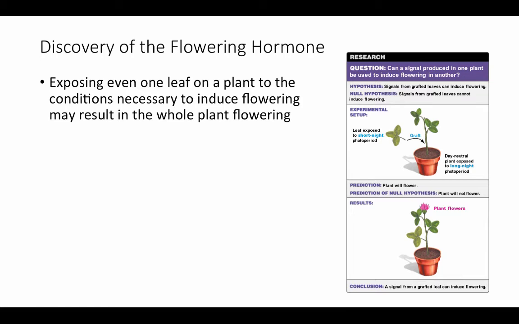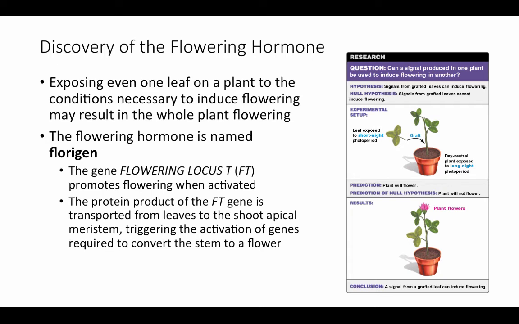Experiments have shown that exposing even one leaf on a plant to the conditions necessary to induce flowering may result in the whole plant flowering. This is a similar but not identical experiment to the one that you saw in your book. This leaf, which has been exposed to the right photoperiod for flowering, is grafted onto this plant that was not exposed to the right conditions for flowering, and it is going to go ahead and produce flowers based on some kind of signal from this leaf. And the flowering hormone is named florigen.